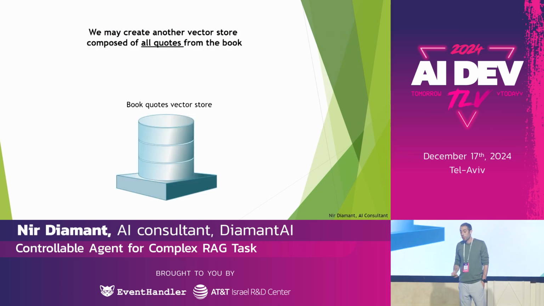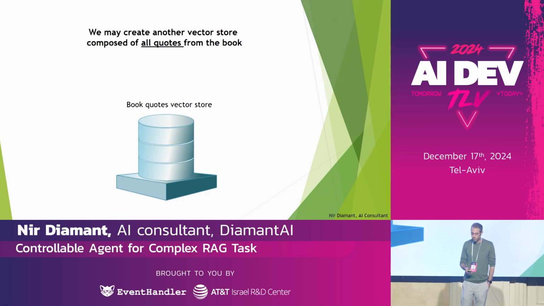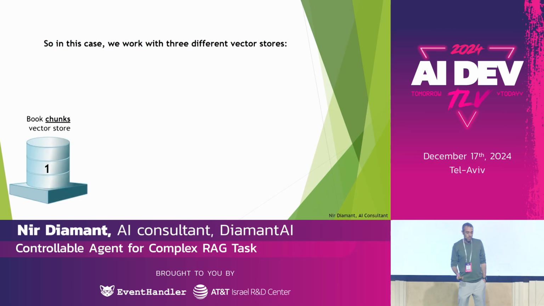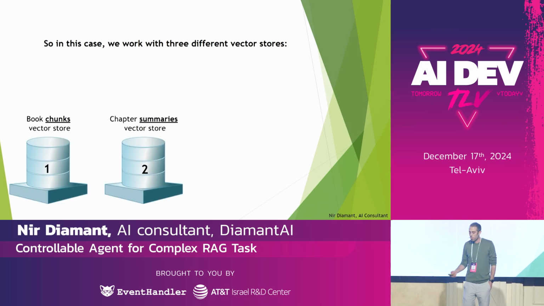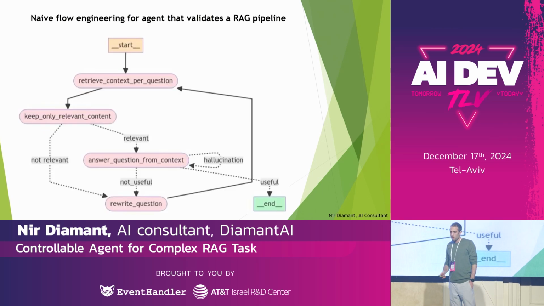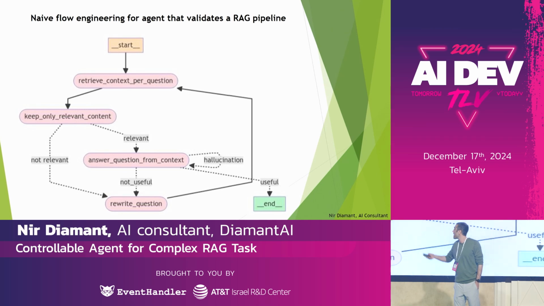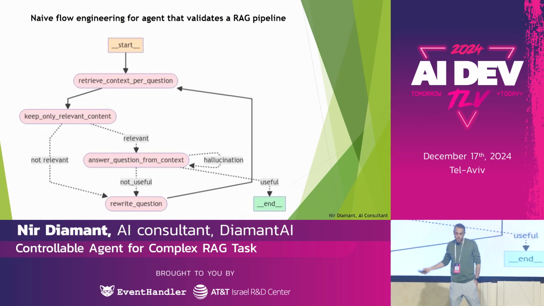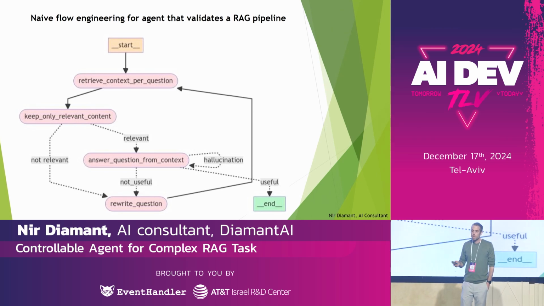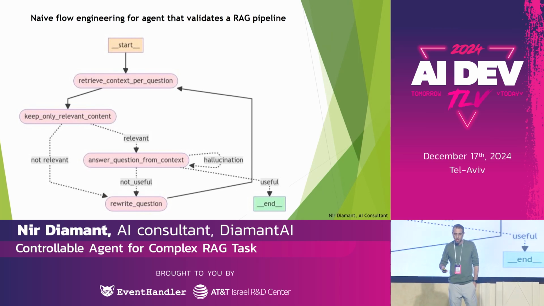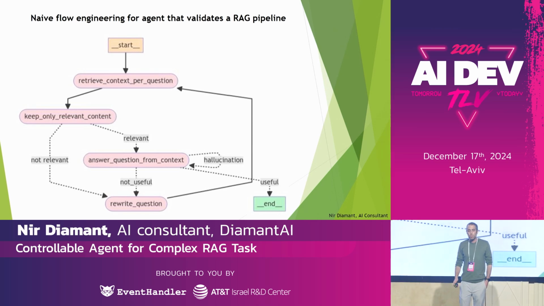So in this case, what we can do is create an additional vector store composed of all the quotes from the book. So in our case, we have 3 different vector stores: the regular chunks, the summaries, and the quotes. A naive flow engineering for this is an agent built in LangGraph. A naive solution could be: at the beginning we have our query, we want to retrieve context for this question, and then we want to keep only relevant content out of it.